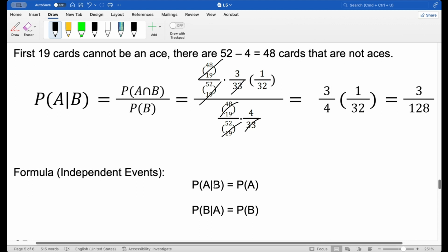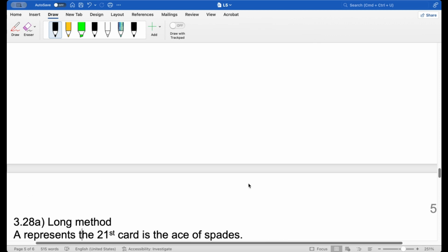The probability of A given B is equal to the probability of A. The probability of B given A is the probability of B. So the occurrence or knowledge that B has occurred does not impact the probability of A happening. Knowing that B occurred does not change the probability of A. That is the definition of independent events. The occurrence of one does not affect the probability of the other, and vice versa.